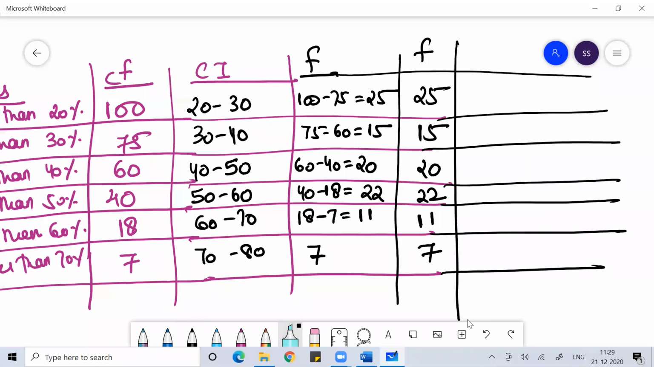This is the normal class interval. This is the normal frequency.